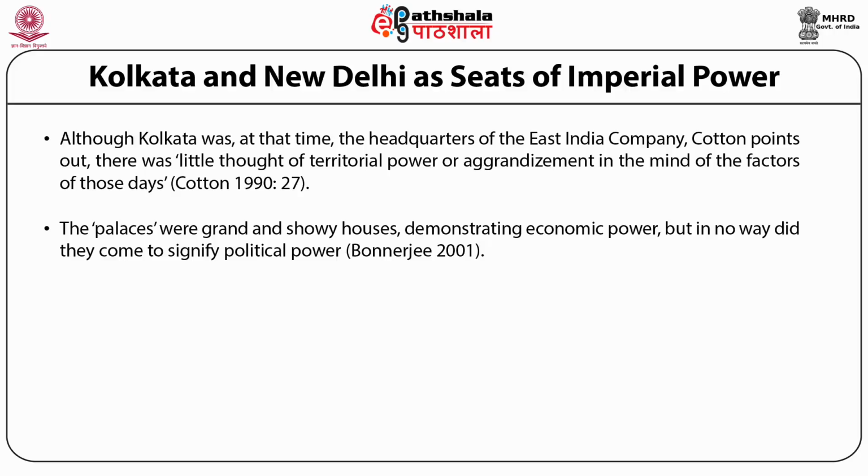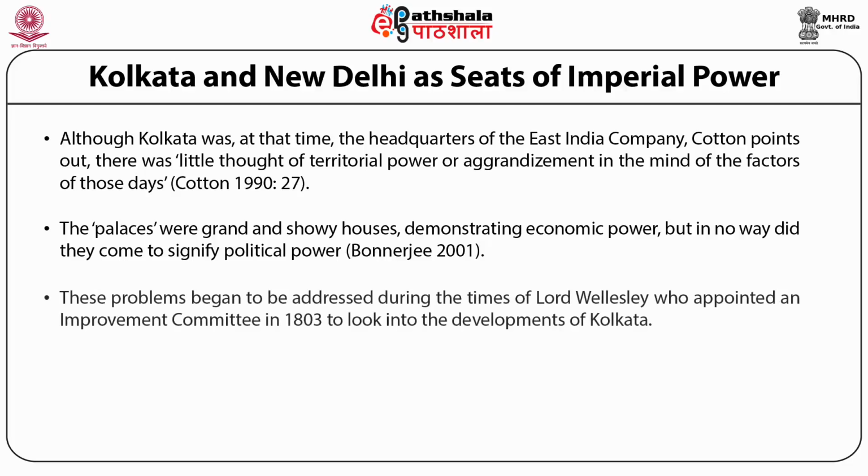So, various communities, and not just the British, benefited from the economic growth and embarked on an orgy of speculation in private houses. By the end of the 18th century, Kolkata had emerged as the second city of the British Empire. However, unplanned growth had led to municipal problems such as overcrowding and unhealthy drainage. Problems began to be addressed during the times of Lord Wellesley, who appointed an improvement committee in 1803 to look into the development of Kolkata.